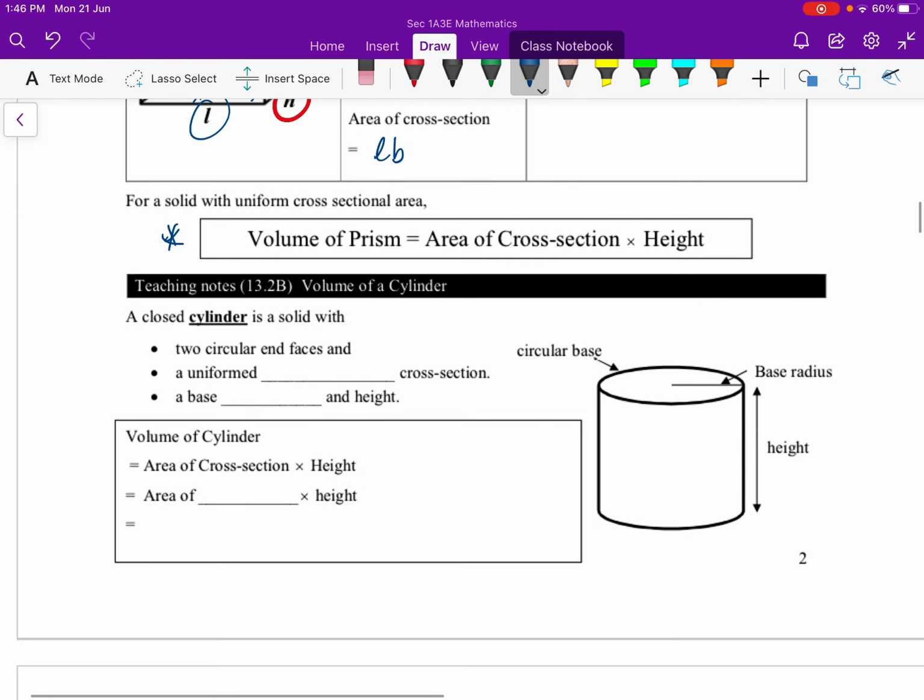Now let's move on to another type of prism. In this case, something very familiar. It is a cylinder. So in this case, it is a closed cylinder. It is not open. So it's fully solid.